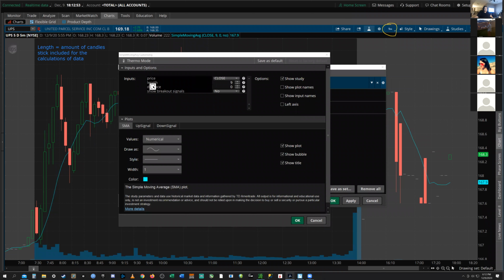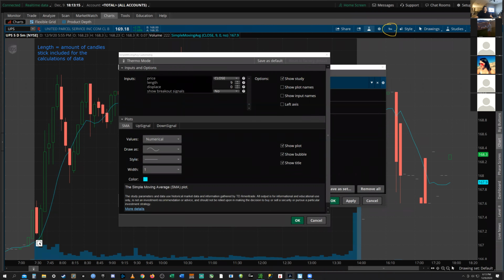But the length, this is 9. Okay, so this is where it's kind of tying into all the math nerds. If I have a 5-minute chart and my length dictates the amount of candles that are included, so if I'm looking at this line right here, what's 9 times 5? That's 45 minutes of data.